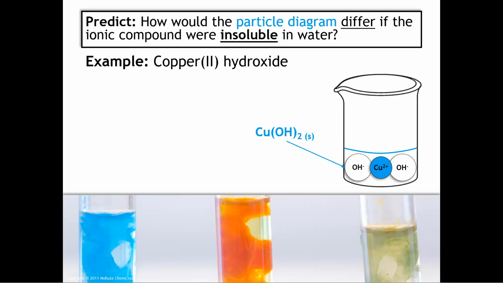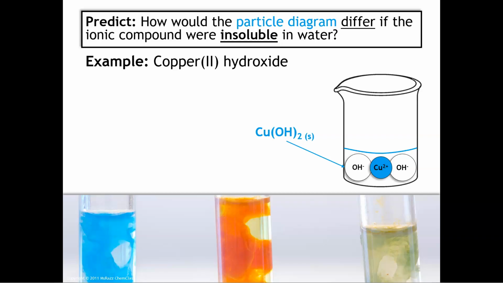what we would expect to see is copper 2 hydroxide solid sitting down at the bottom of the beaker. And you may say, Ms. Razz, why is it on the bottom? Well, we know typically that solids are more dense than liquids, so usually we would just have it sitting there on the bottom. Also notice that we have the ions alternating, because remember, these are made up of crystals of alternating positive and negative ions. And then also notice that these ions are not dissociated from each other.